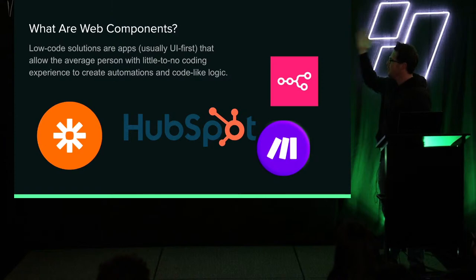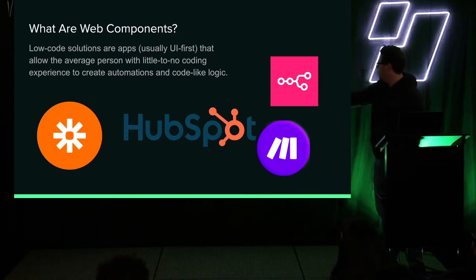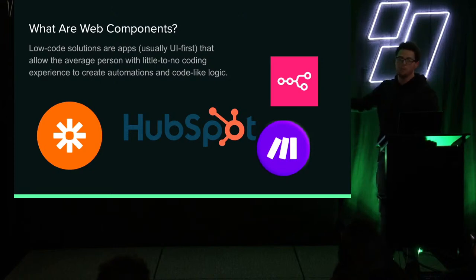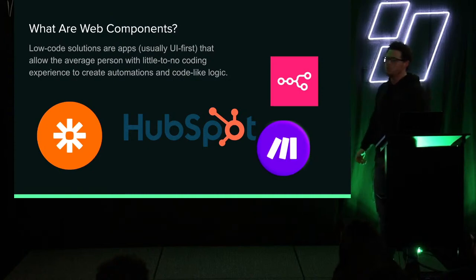So essentially, what is a low-code solution? Well, you have Zapier on the left. You have Make, which is one I've used. You've got n8n. That's another one that's also open source, so you could self-host it. And then HubSpot, which is more of a CRM, but you can do a lot of automations with it.